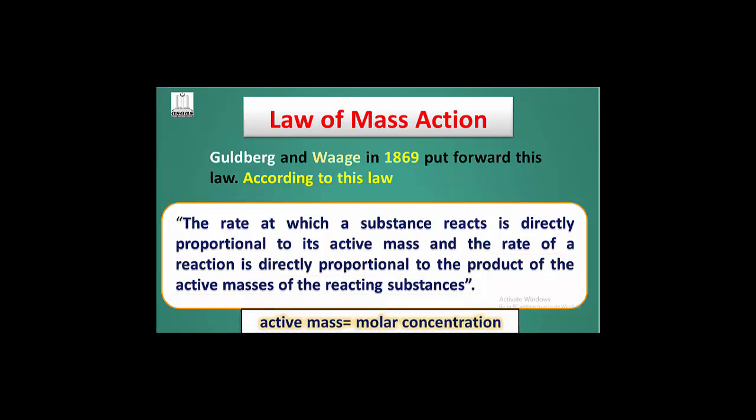The value of the concentration of a substance means active mass. For example, if a product has 50 moles per dm cube in a reaction, which means that 50 moles per dm cube is the active mass of that substance.